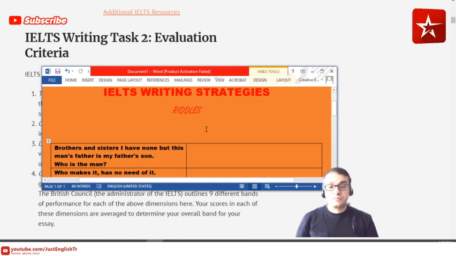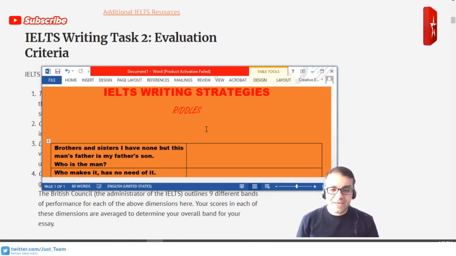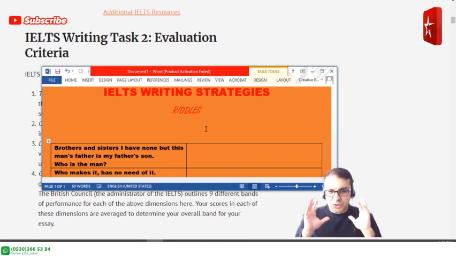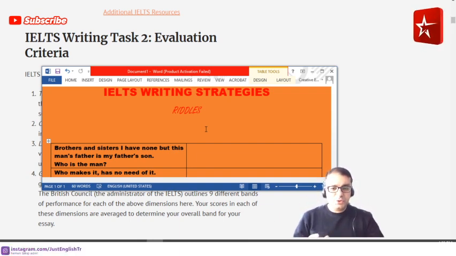Now, as you see, there is a fast question here. Brothers and sisters, I have none, but this man's father is my father's son. So, who is this man we are talking about? Who can give me the answer? Come on, I want you to think in a way to understand the strategy here.